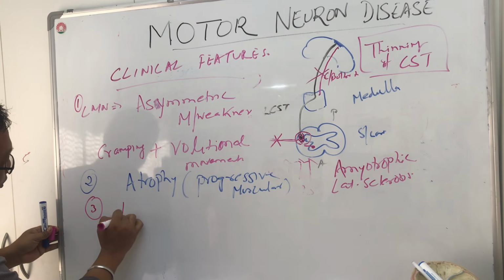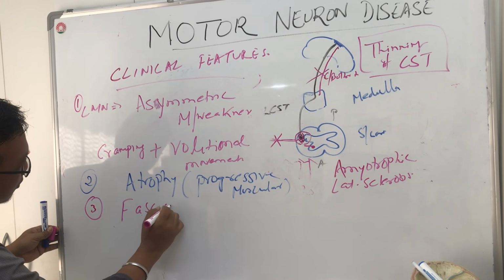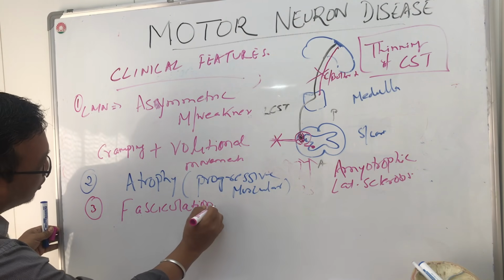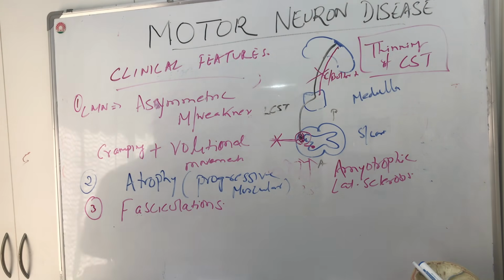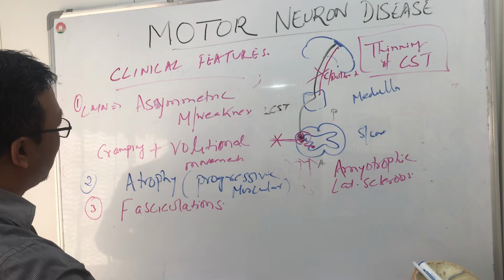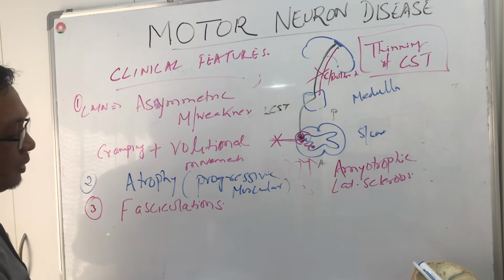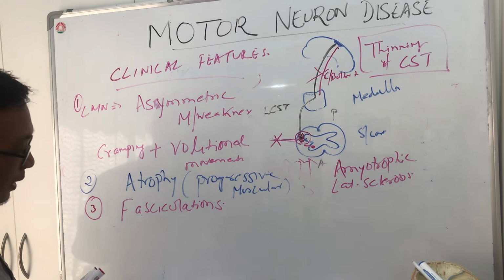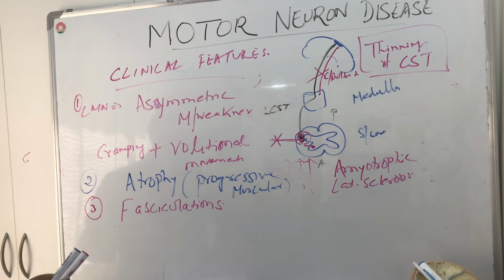Plus number three, don't forget fasciculation, which is a muscle twitch. Fasciculations are very, very common here in motor neuron disease or amyotrophic muscular atrophy. Okay, let's go to number four then.